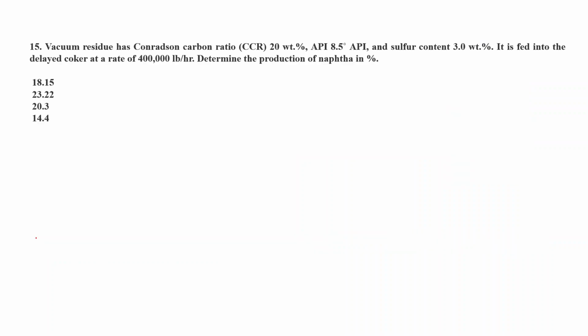Now let us come to another question, the 15th question. Vacuum residue has a Conradson carbon ratio, CCR, of 28%, API gravity of 8.5 degree API, and sulfur content of 3%. It is fed into a delayed coker at a rate of 4 lakh pounds per hour. Determine the production of naphtha in percentage.